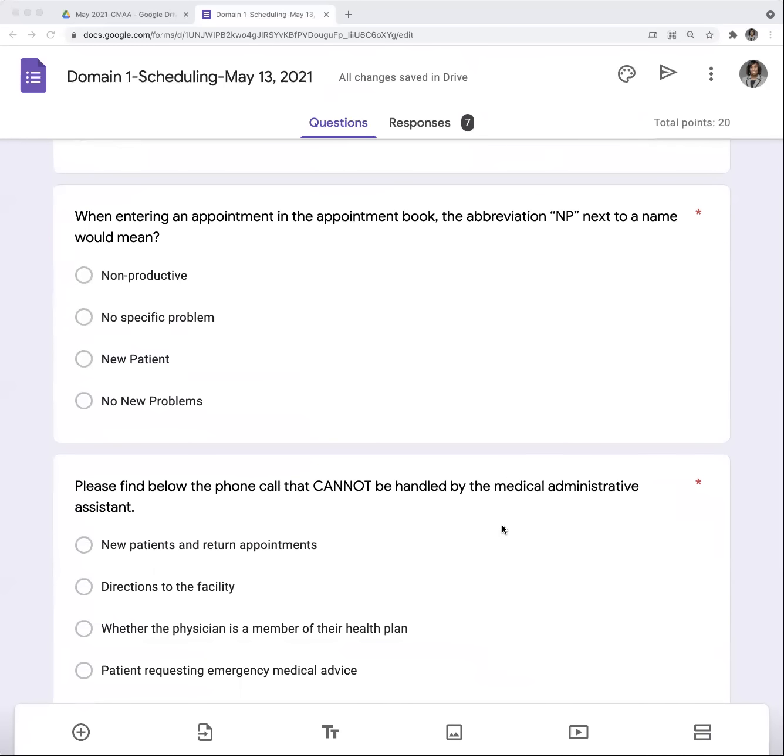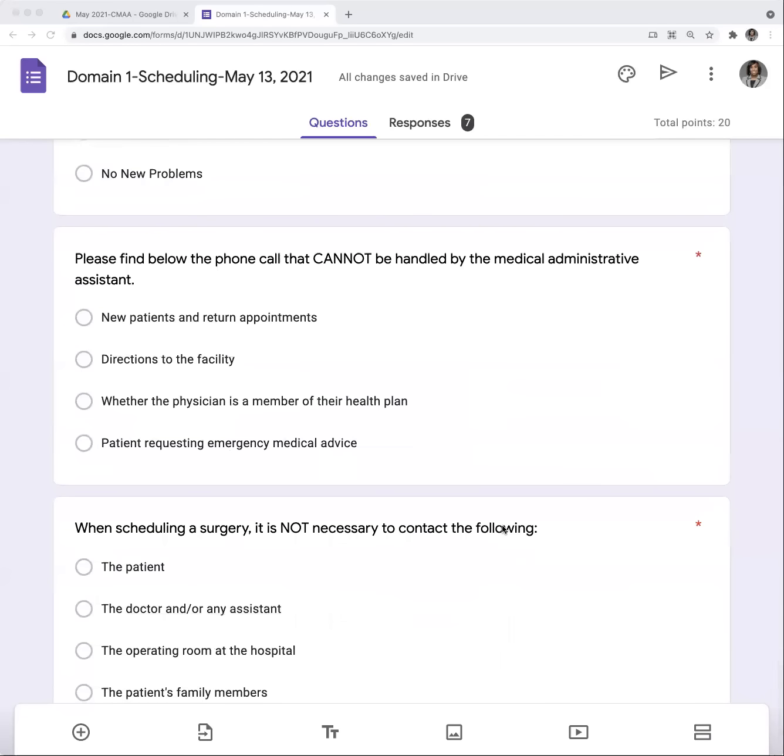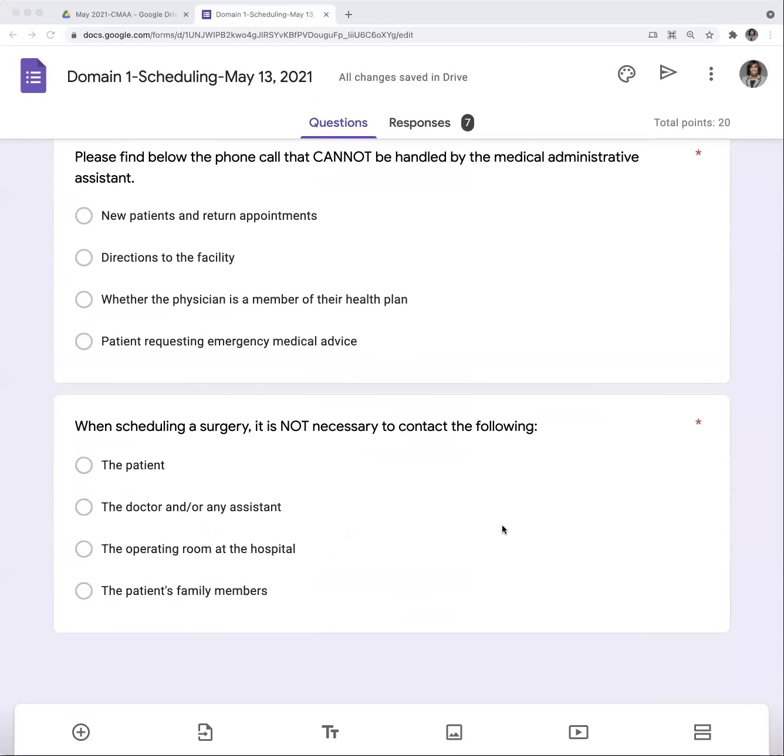Please find below the phone call that cannot be handled by the MAA. Patient requesting emergency medical advice. When scheduling the surgery, it is not necessary to contact who? Patient's family members. Yep, that is correct.